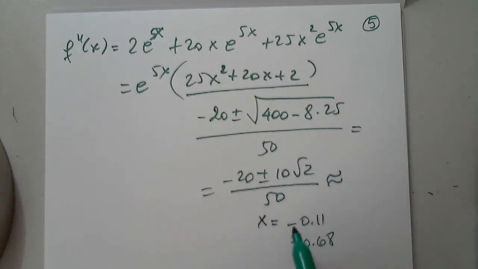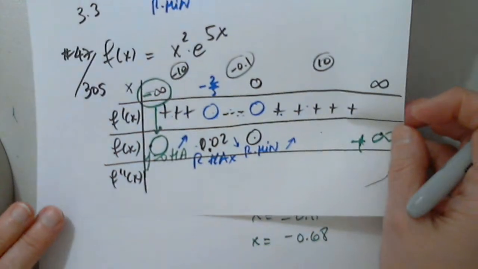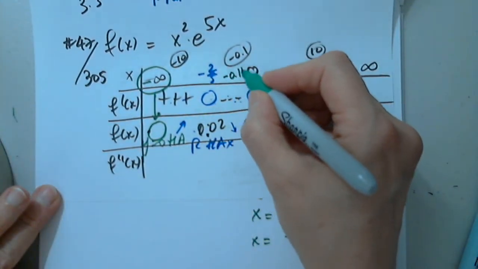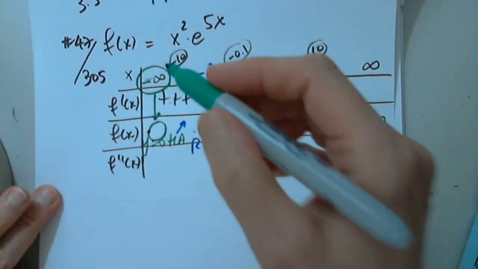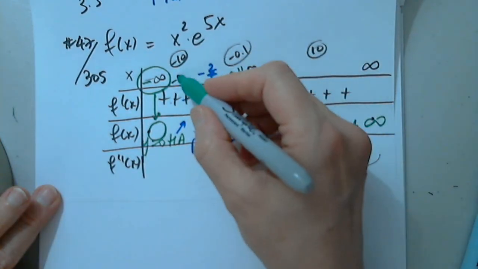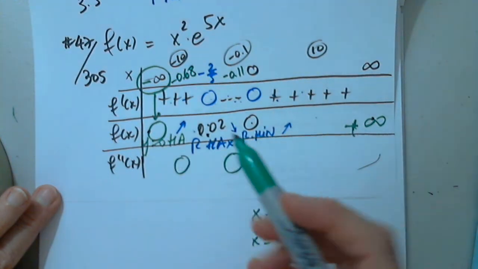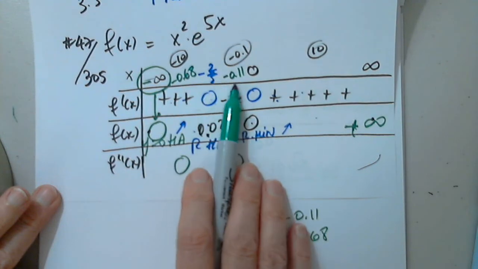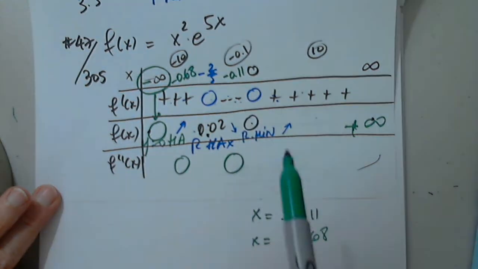So we have x equals and x equals, and these are where the second derivative is 0. Okay. So of course they had to be negative 0.11 and negative 0.68. Be very careful where you put them in. Negative 0.68, negative 0.4, negative 0.11, 0.